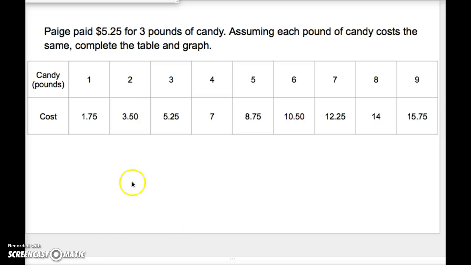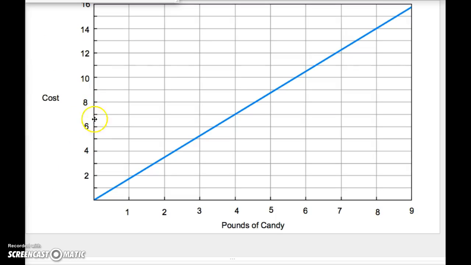Okay, so here's the table all filled in with how much it costs for each poundage of candy. And then they want you to make a graph. So on our graph, here's what it'll look like when it's filled in. You have the cost going up the side, pounds of candy going along the bottom on the x-axis. So 1 pound cost $1.75, and so on. 4 pounds cost $7, all the way up through 9 pounds. You can see that it's linear, and that is because it was a constant rate for the amount of candy. It costs the same for each pound of candy.